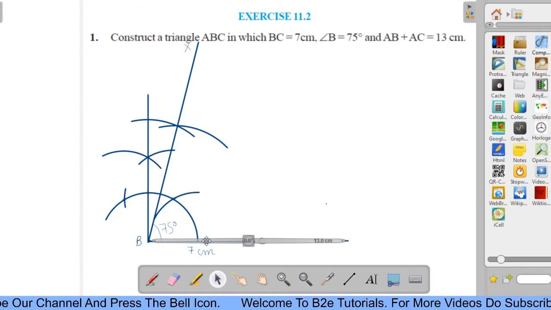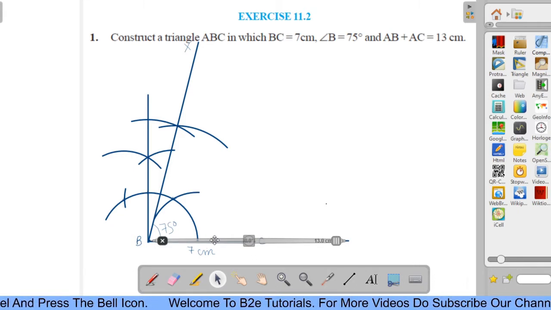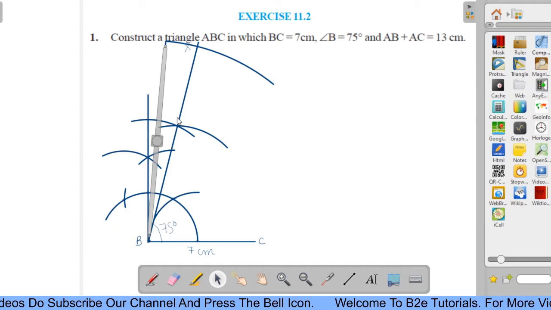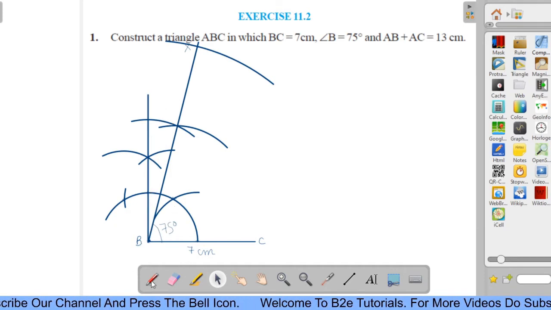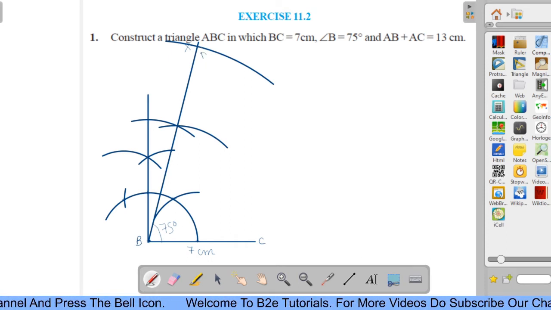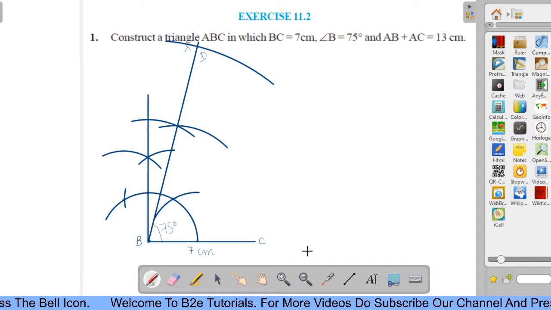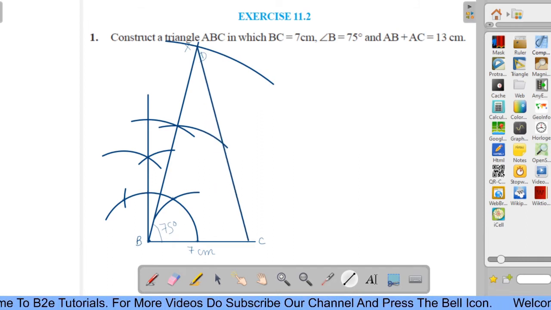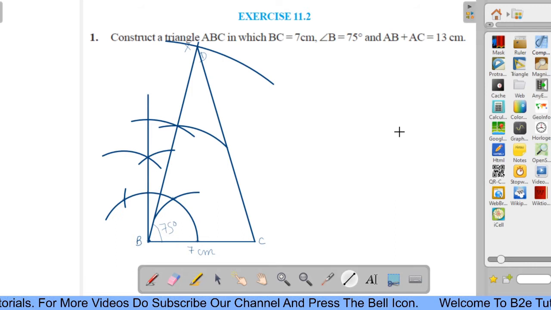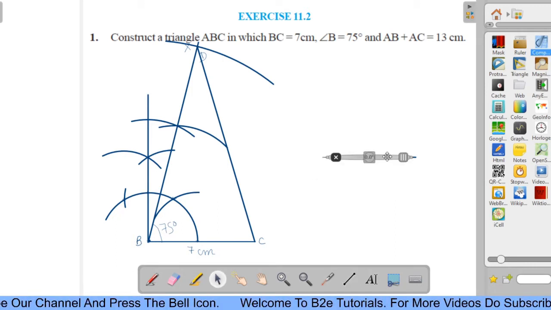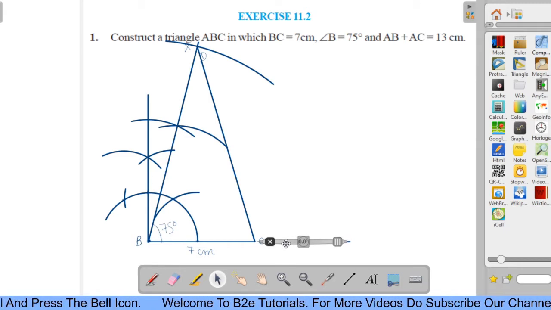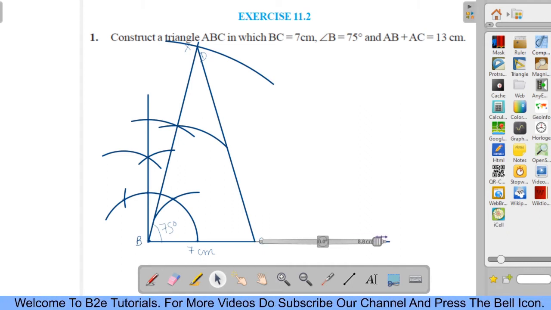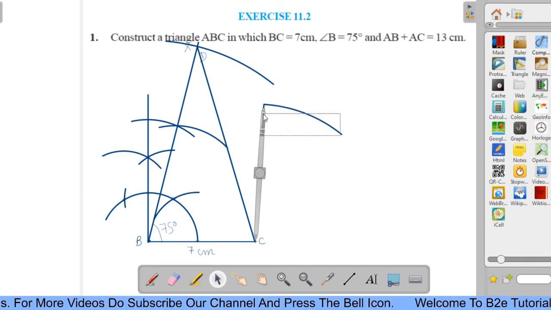With center B and radius 13 cm, cut an arc on ray BX. Say it is D. Join CD. Draw perpendicular bisector of CD. With center C and radius more than half of CD, draw two arcs on either side of CD.